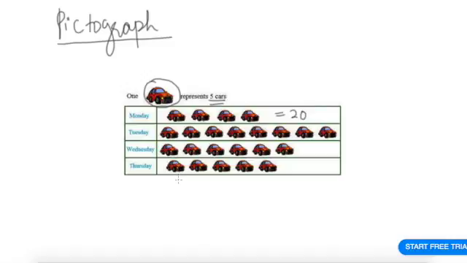Let's measure it on Thursday. 5, so 5, 5, 5, 5, 5, they total to 25. So these are 25 cars. So this is called a pictograph.